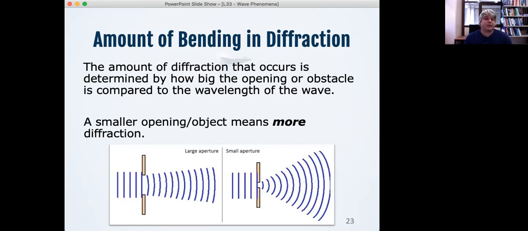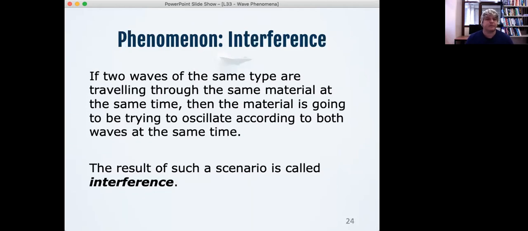And whether you call it small or large is how big the opening is relative to the wavelength, right? So it's relative to the wavelength. That means that if the opening is just the same size as the wavelength, then it will spread out a lot. If the opening is lots of times bigger, maybe 5 or 10 times bigger, then it would barely spread out at all and it would just travel straight through. So you need to know the wavelength to be able to predict how much diffraction you're going to get, how much bending you're going to get.